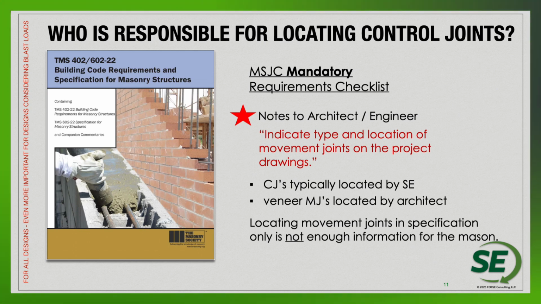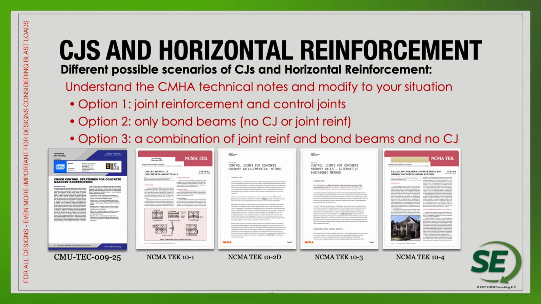We really don't want to have movement joints that are just kind of arbitrarily defined by a general note on the contract documents. We really want to be very specific where they need to be and where they cannot be in our designs. Again, just a quick visual. You can see some of the different NCMA guides that were available, 1 through 4, but that's all now included within the CMHA Tech Guide 9-25.